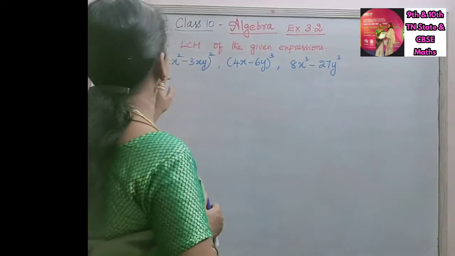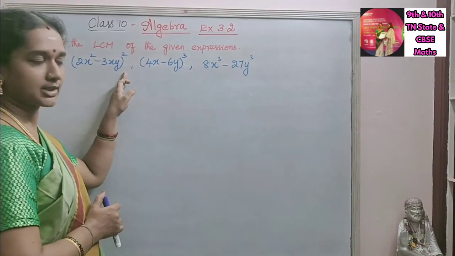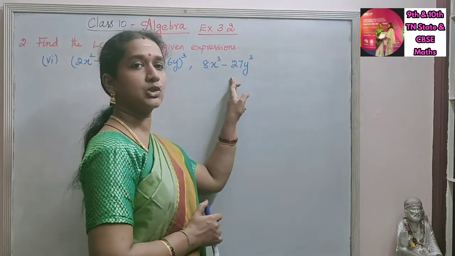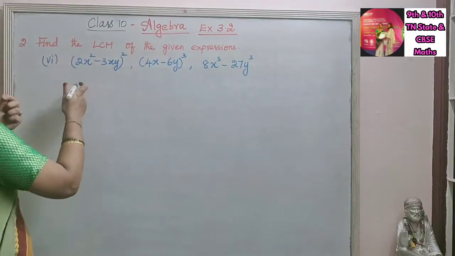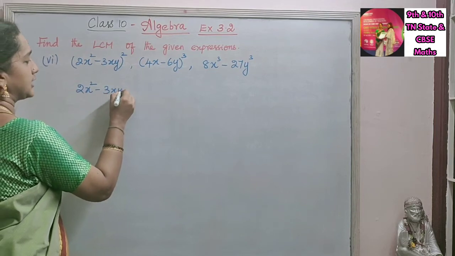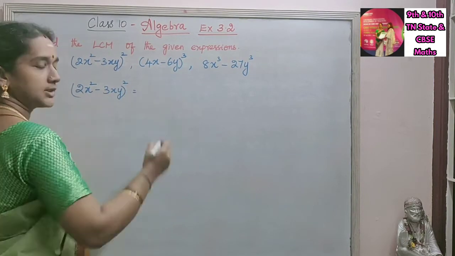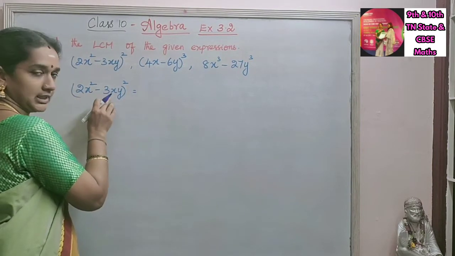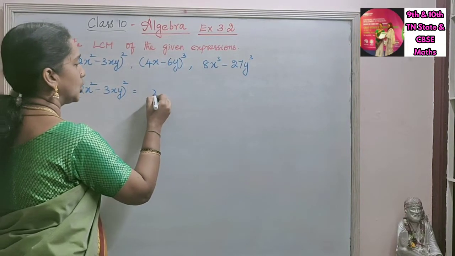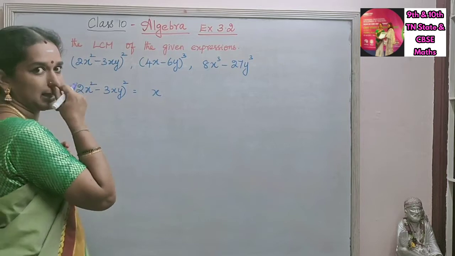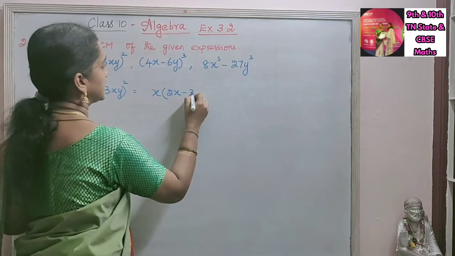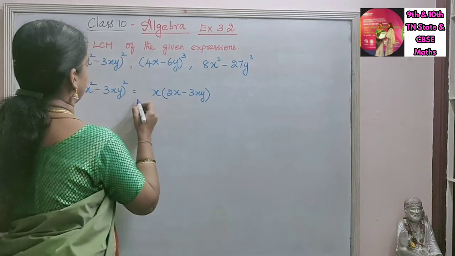Next sum is 2x squared minus 3xy the whole squared, 4x minus 6y the whole cube, 8x cube minus 27y cube. So we will find the factors of all the expressions separately. So 2x squared minus 3xy whole squared. In both these terms we have x as common. So that x we will take it out. Since it is the square here, we will write x into 2x minus 3y the whole squared.